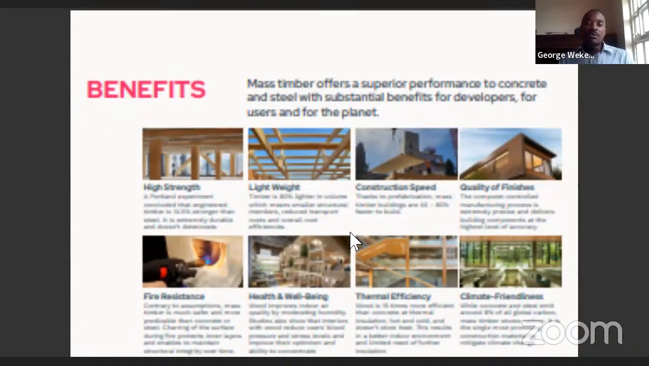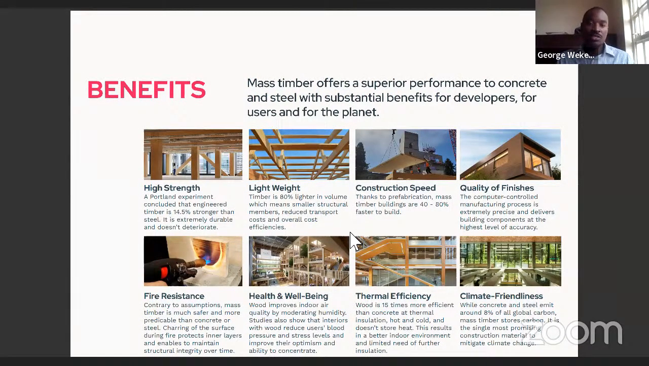The benefits of mass timber include high strength. The experiments which have been done show and ensure that mass timber is 14.5% stronger than steel. And being light in weight, it means that there will be reduced transport costs. And the foundations also won't have to bear a lot of load, so they won't have to dig very deep. And the overall cost efficiencies come as a result of having a really light structure.